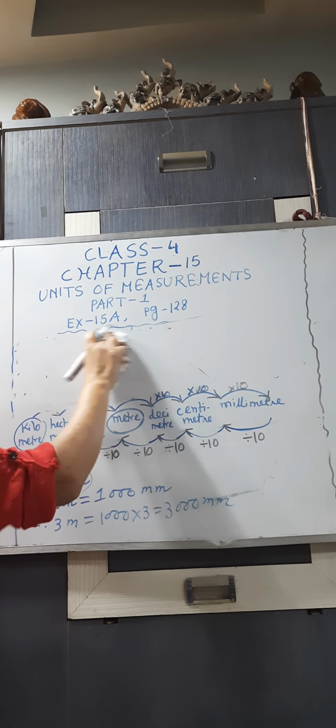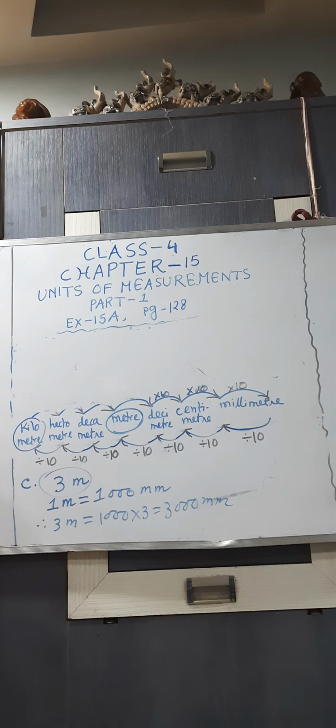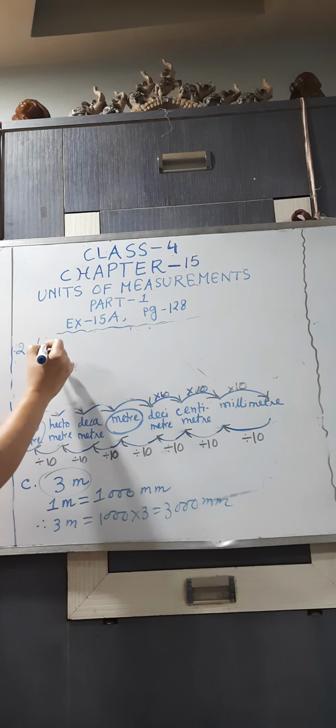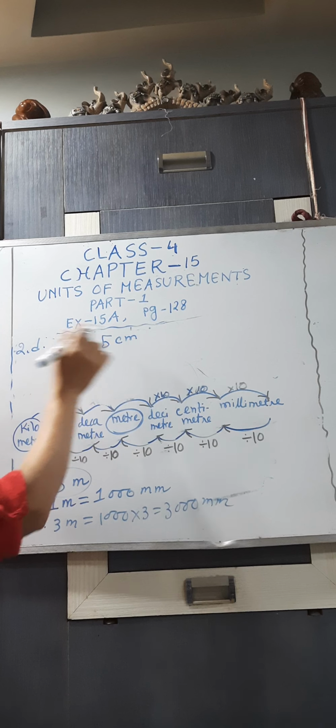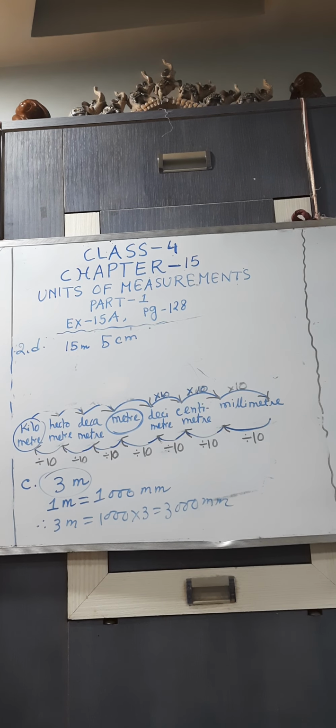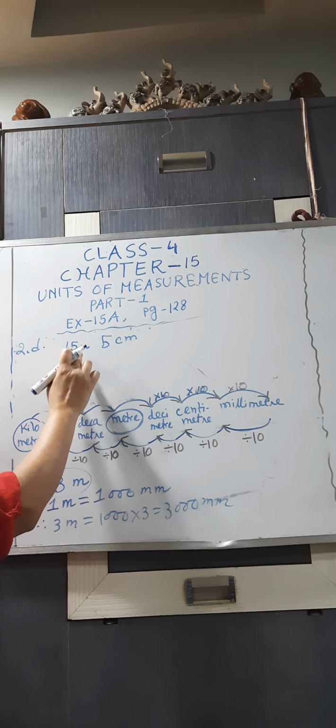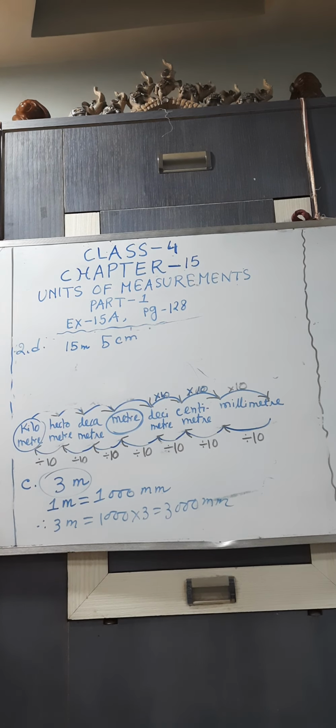But again I am telling you, you have to remember the chart, the position of the units. Okay, now 2D. It is written convert into millimeters. What is written in 2D? 15 meter, 5 centimeter. This you have to convert into millimeter. Meter to millimeter, and centimeter to millimeter. So 15 meter, 5 centimeter.